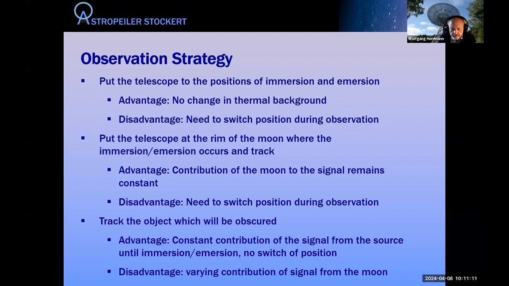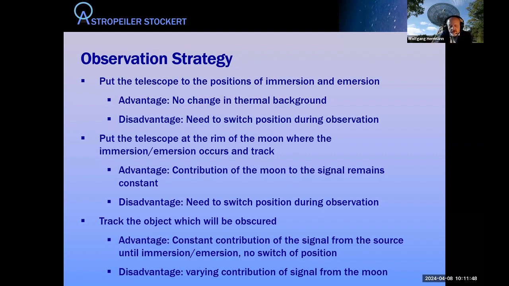That's a disadvantage. The third option is to track the object which will be obscured. So you put your telescope onto the target which will be obscured and then track it. What will happen then is you have a constant contribution from the signal from the source that remains always the same until the moment of immersion. You don't have to switch the position. You just keep tracking while the object is not visible, and then it will appear again.